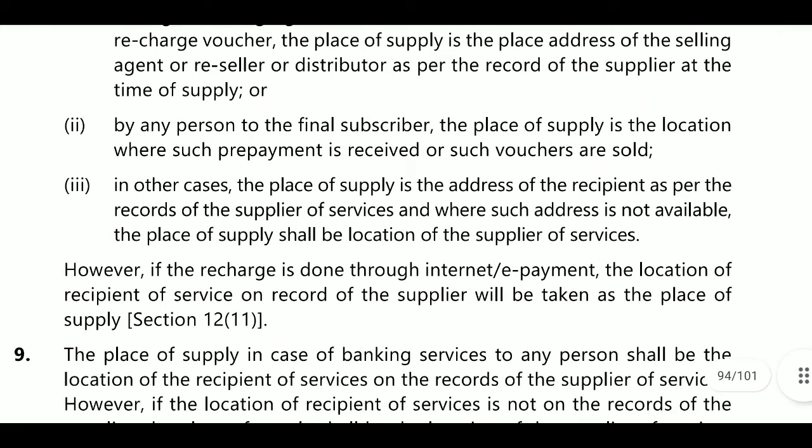Next, in other cases, the place of supply is the address of the recipient as per the records of the supplier of services. When we take a SIM card, they will take our address, our Aadhaar card, that is the registered address. When they do not find our address, they will take it from that address. So they will decide the place based on our address. This is the place of supply, and it will be IGST or CGST or SGST.